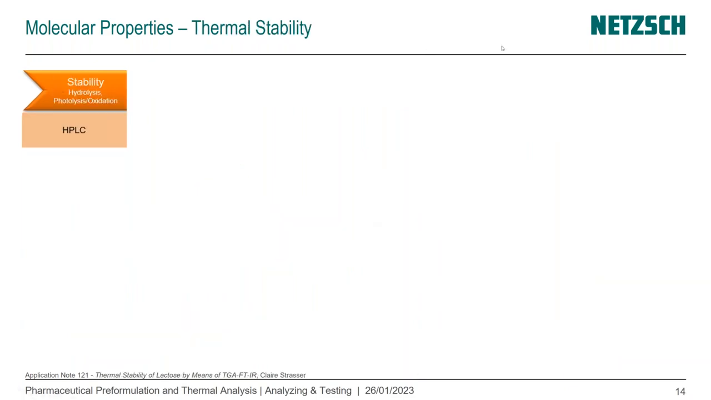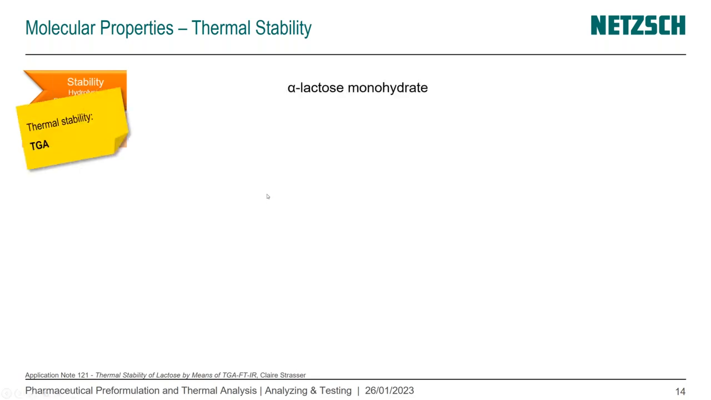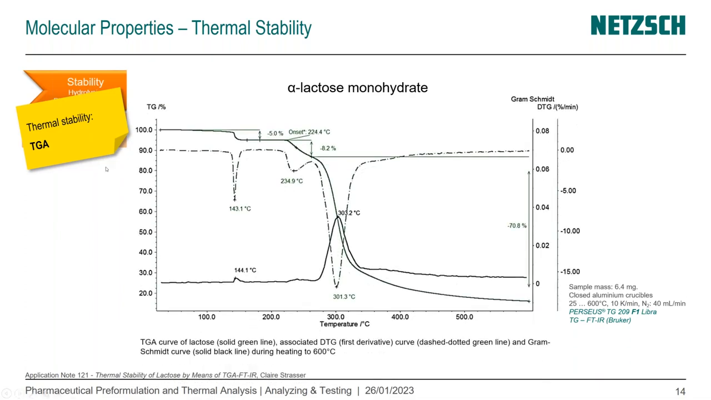So let's talk about stability then. The main method to define stability against hydrolysis, photolysis, and oxidation is HPLC. But we can also determine that using the TGA. And we go back to the alpha lactose monohydrate. And we see again this green curve.